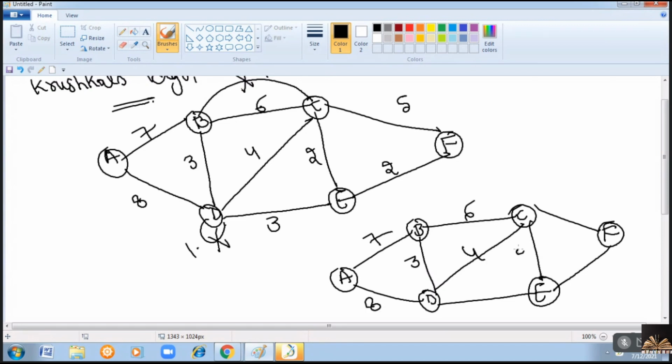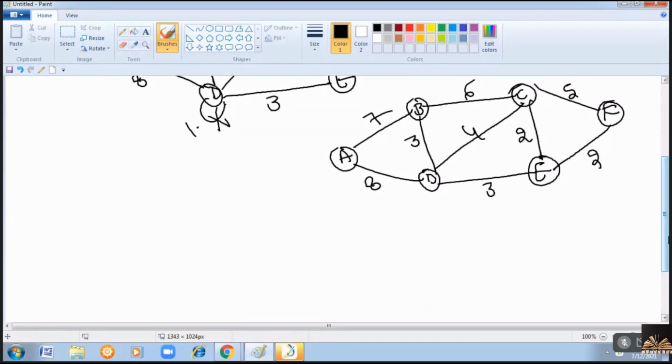I have removed the parallel edges and the self loop. Then this is my new graph, right? So the first step in this Kruskal algorithm is you write all the edges in the increasing order of their weights. Edges in the increasing order of their weights.